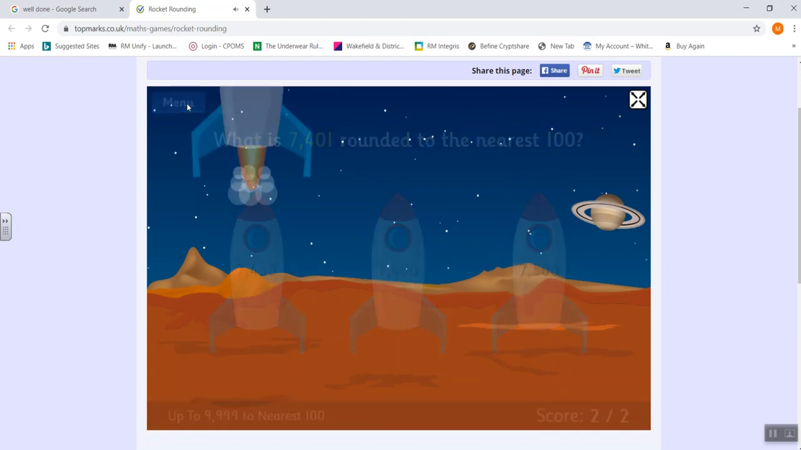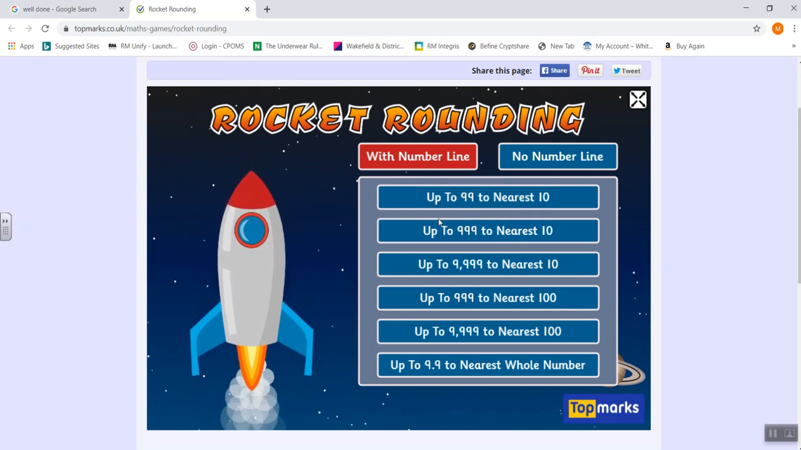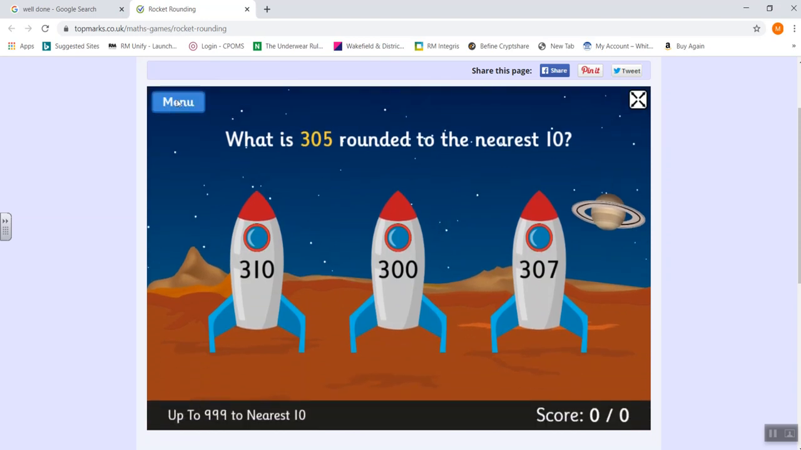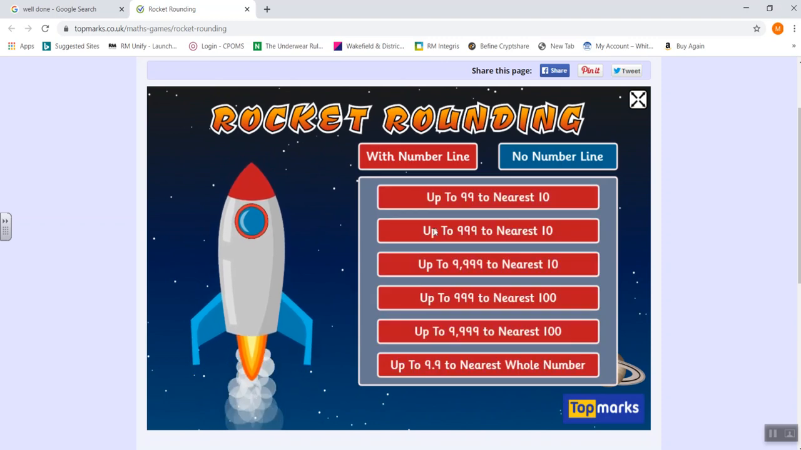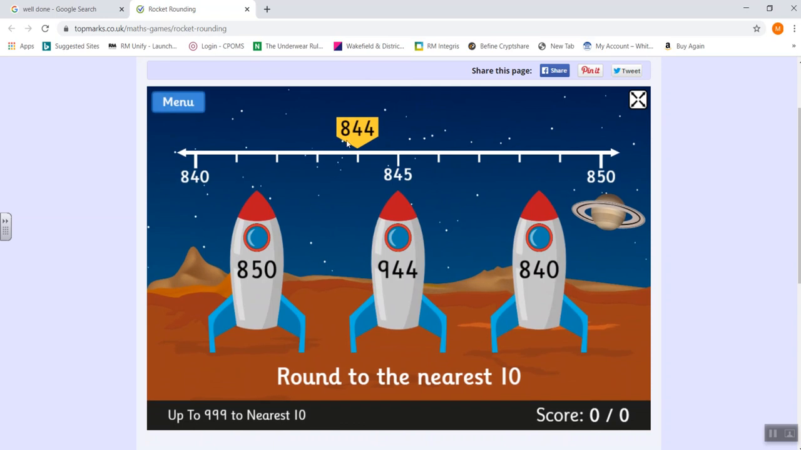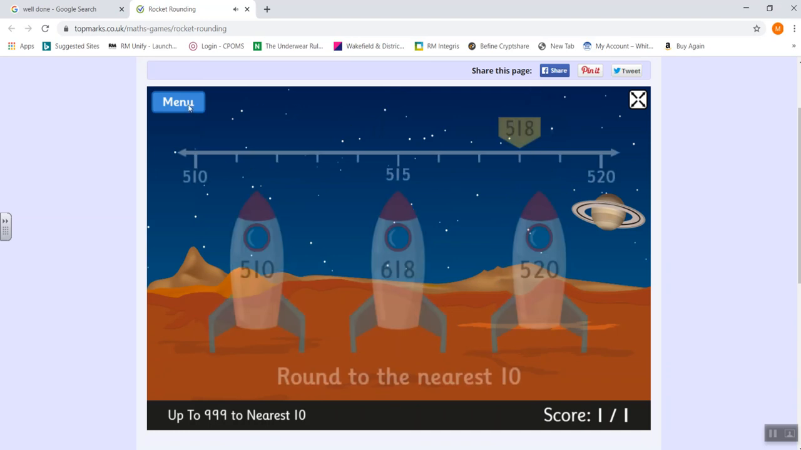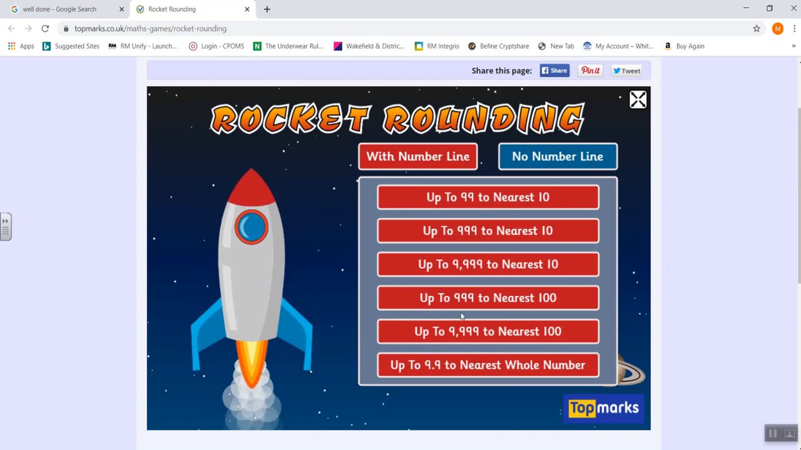So this is a game you can play. You've got lots of options. You can play it using smaller numbers, rounding only to the nearest 10. You can play it with a number line, larger numbers rounded to the nearest 10. That might help out a little bit. So 844 rounded to the nearest 10. It looks like it rounds down to this one here. So I'm going to find it. So you've got lots of options here to practice your rounding.